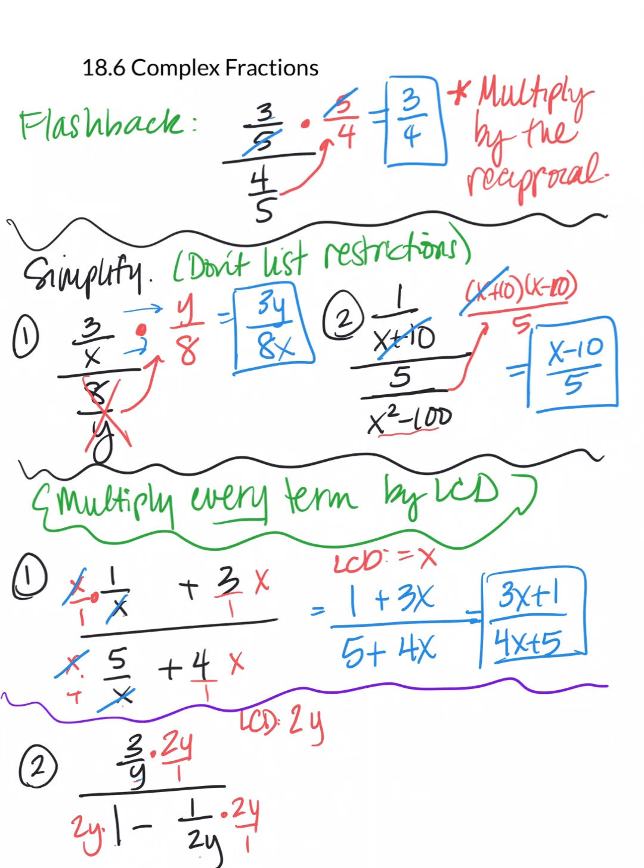Then I think about how we reduce. The y's cancel out here. That leaves me with a 6 in the numerator. The denominator is 2y. Down here, those 2y's cancel out, and it's a minus 1. So 6 over 2y minus 1, and that's where we leave it. Again, don't worry about restrictions today. We're just simplifying these complex fractions.